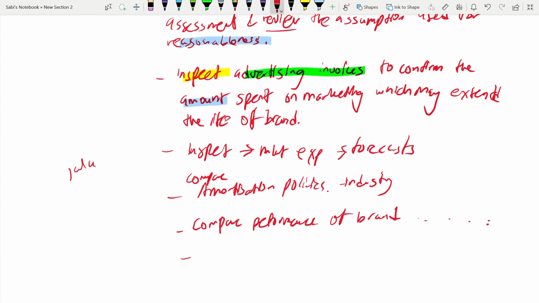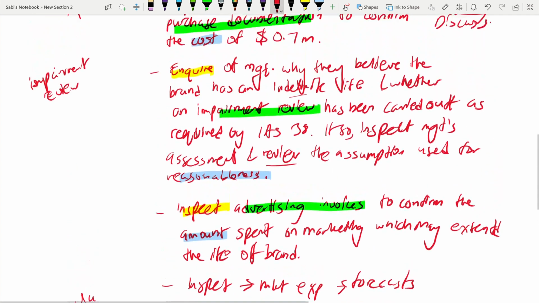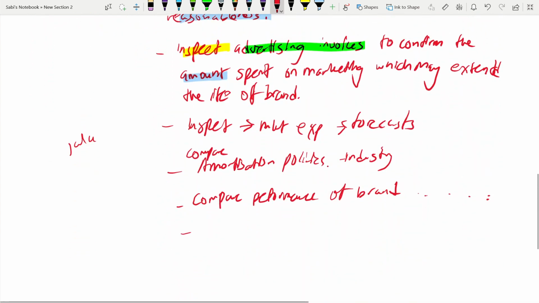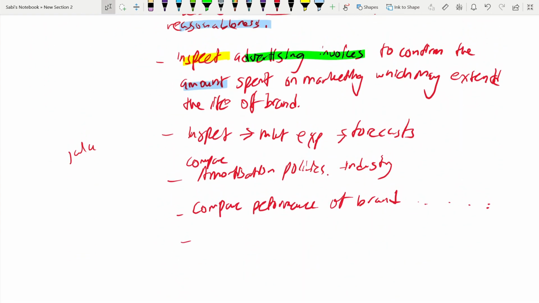Next, so if you have answered 5, any 5, you will get the 5 marks. But I will include all the possible answers for you so that for your learning purpose it becomes easier whenever a brand or an intangible asset is given to you. Then what's next?